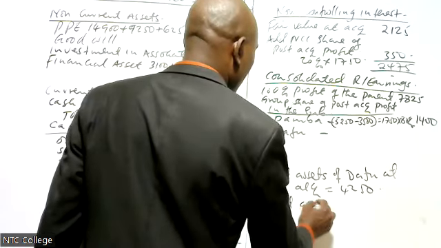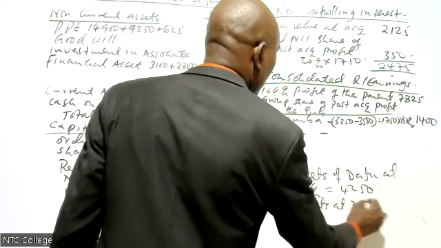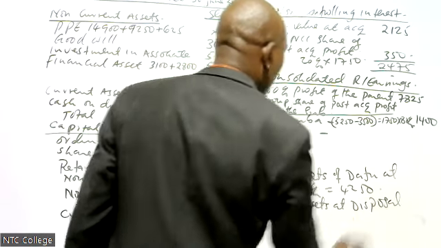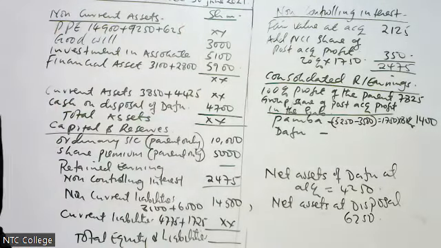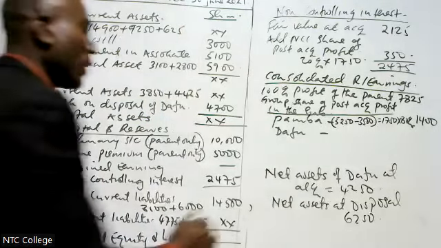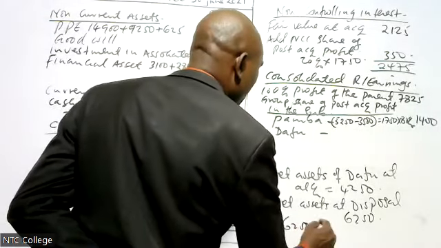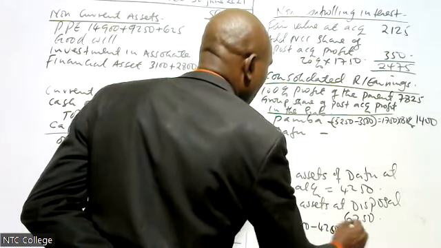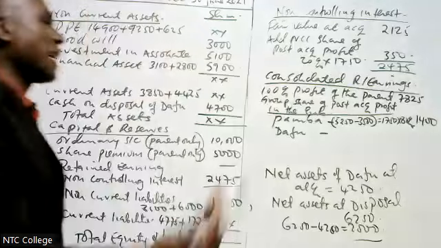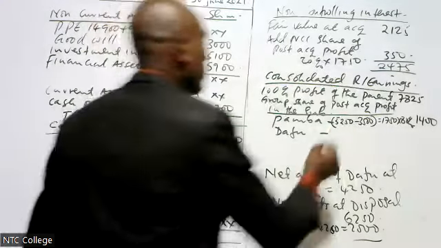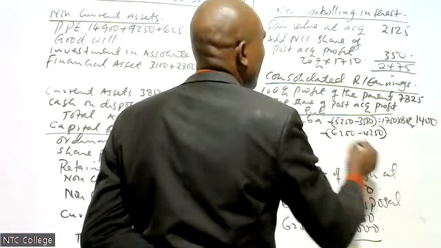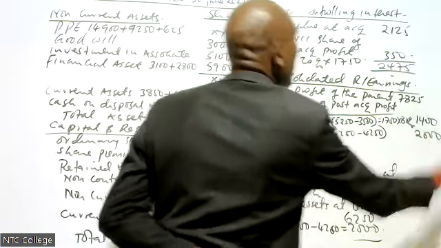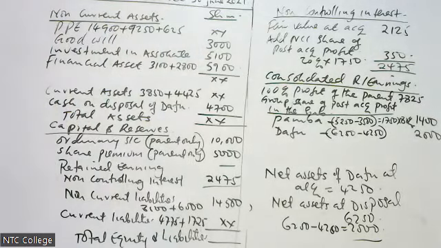Then net assets at disposal. When you read it, it was 6250. Then when I take 6250 minus 4250, I get 2000. Therefore, it was 100%, so here I'm taking 6250 minus 4250 net assets and I get 2000. Therefore, DAF Limited made 2000 when it was a subsidiary.